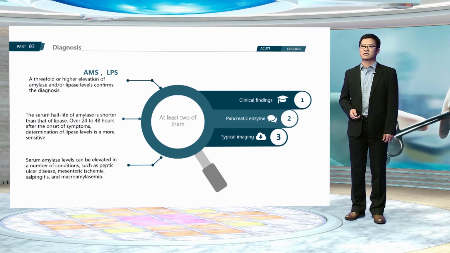Sometimes serum amylase level can be elevated in a number of conditions, like peptic ulcer disease, mesenteric ischemia, or some other disease.